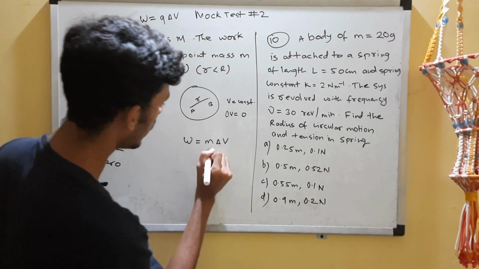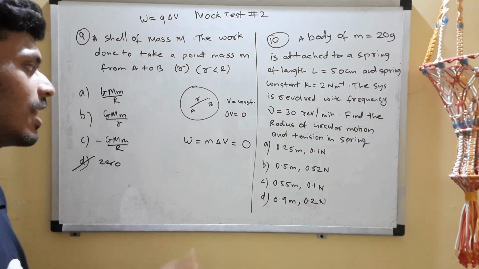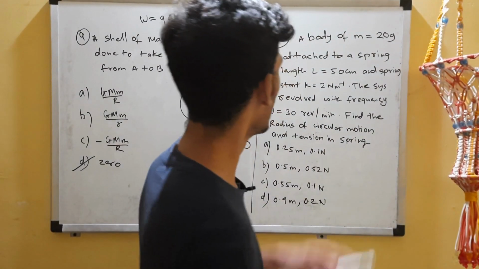Okay, so delta V is 0, which means the work done to move the charge inside the spherical shell will be 0. Okay, quite a conceptual question over here. Let's come to this one.